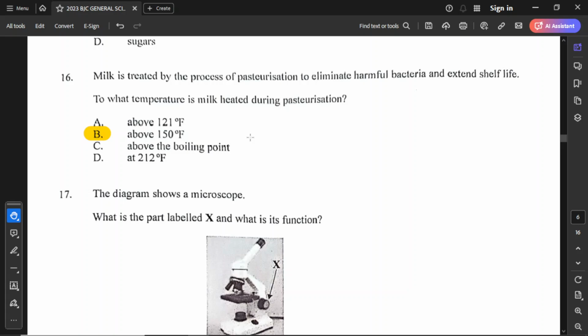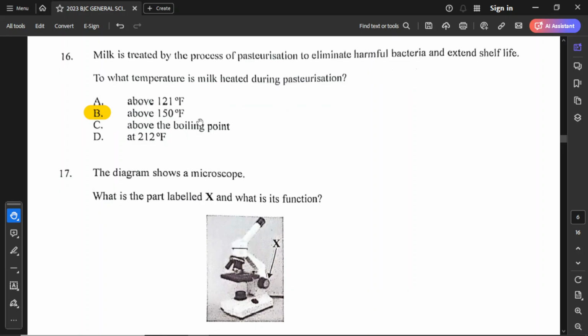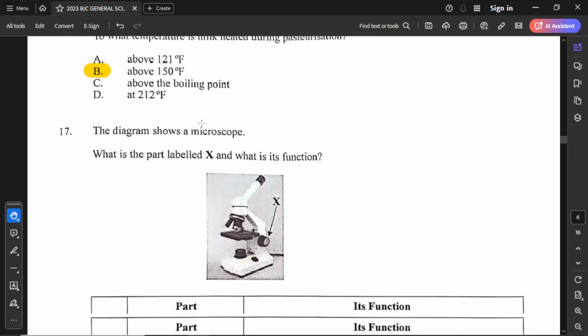Number 16, milk is treated by the process of pasteurization to eliminate harmful bacteria and extend shelf life. To what temperature is milk heated during pasteurization? And the most suitable answer here is above 150 degrees Fahrenheit. So B is the correct answer there.